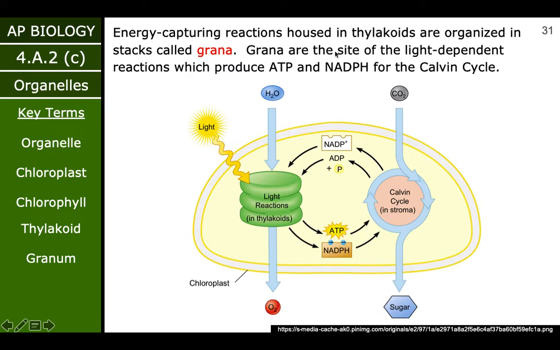Now, those stacks, okay, those thylakoids, remember those are the pancakes, those are stacked into a big stack called grana. Okay, so this is 1 granum, made up of 3 thylakoids. Okay, so each of these is a thylakoid making up the grana. And this is where all of the light reactions happen during photosynthesis.